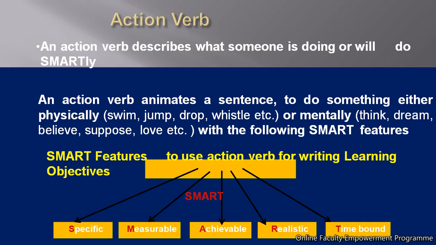By telling an action verb, we can initiate some action like swim, jump, whistle, drop, etc. Then automatically the student will think mentally. So smart features will be included in the learning by using Bloom's taxonomy. That is the significance of the action verbs used in this mechanism.